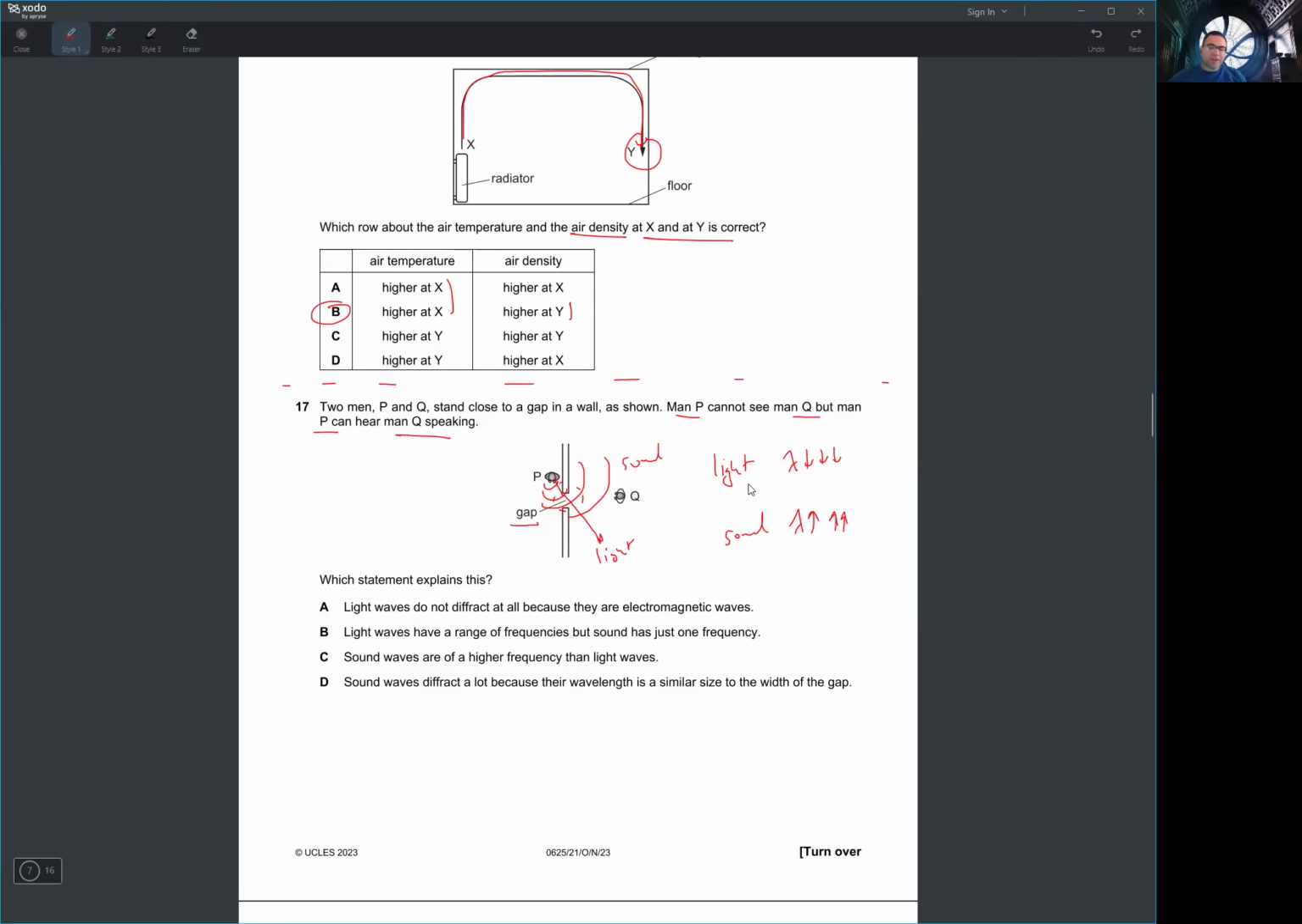Light waves do not diffract at all because they are electromagnetic waves. That's physically incorrect. Light waves have a range of frequencies, but sound has one frequency. Does this explain why it spreads? No. Sound waves are of higher frequency than light waves. What? No. In a prism that's called dispersion, Yasin, and it's a subset of refraction. It has nothing to do with diffraction.